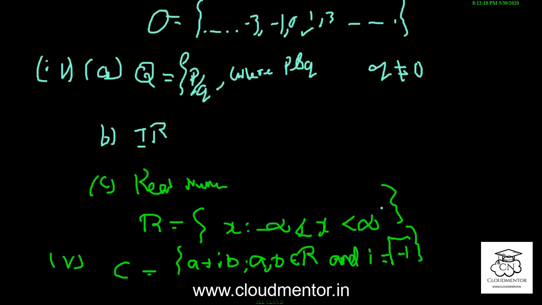So now let's look at a problem. The set builder form of the following sets: A equal to 3, 6, 9, 12, and B equal to 1, 4, 9, etc. up to 100. We need to find the set builder form of these two sets from the options given.